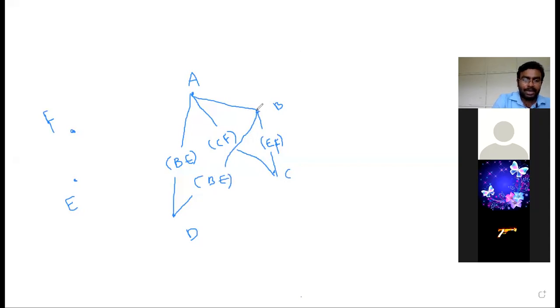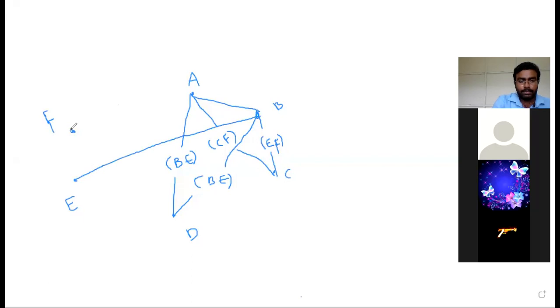Now compare B with E. Compatible, sir. Directly compatible or are next states there? Directly compatible, sir. Okay, so I'm connecting BE directly with a straight line.